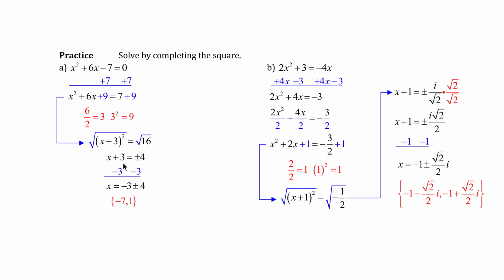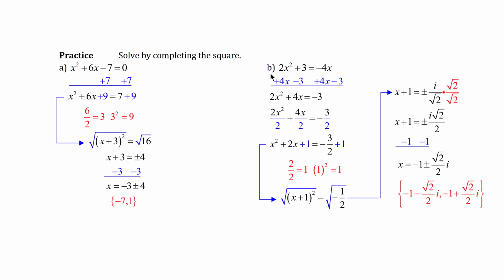Next we subtract 3 from both sides of the equation. We get x equals negative 3 plus or minus 4. Now we need to write our answer in set notation, which is curly bracket, negative 7 comma 1, close curly bracket.